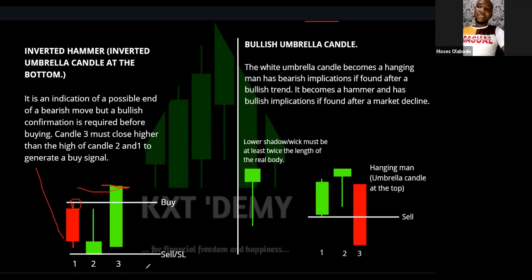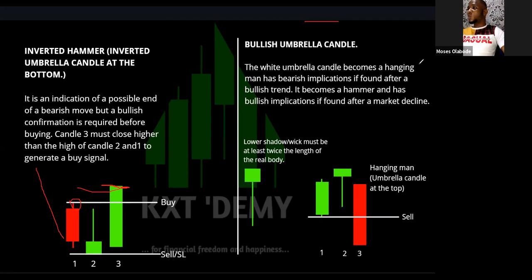No, it is not a high probability way of entering the market. It is a low probability manner of trading. So always wait for a candle to close before entering the markets. Very, very important. Don't enter when you say, oh, it has spiked up. No, wait for it to close. It must close above it. Okay, so this is a bullish confirmation signal.